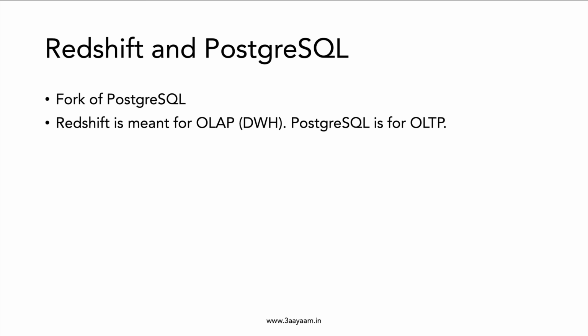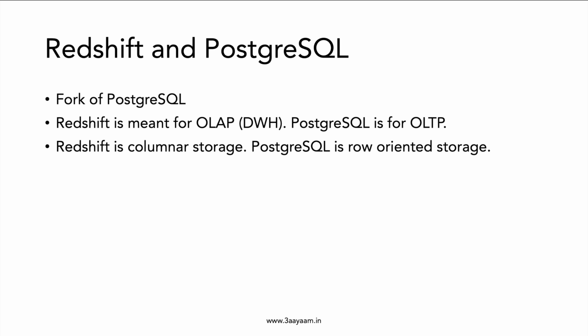The first one is very important. Redshift is meant for OLAP data stores or online analytical processing and data warehousing systems, whereas Postgres is meant for OLTP data stores or operational data stores. So these are completely different. We cannot use Redshift for OLTP use and we cannot use Postgres for analytical purpose.